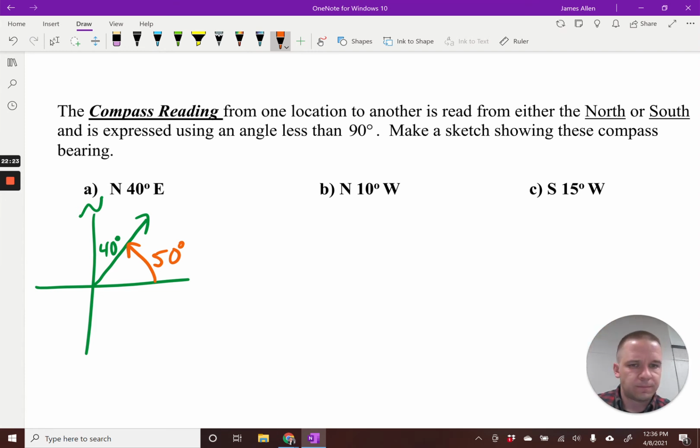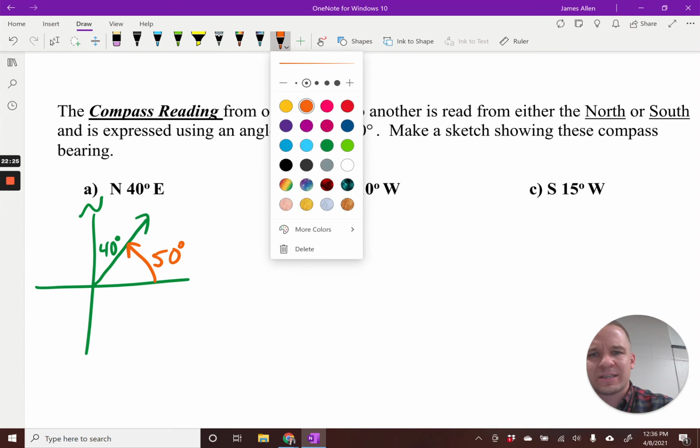All right, cool. Now, north, 10 degrees west.